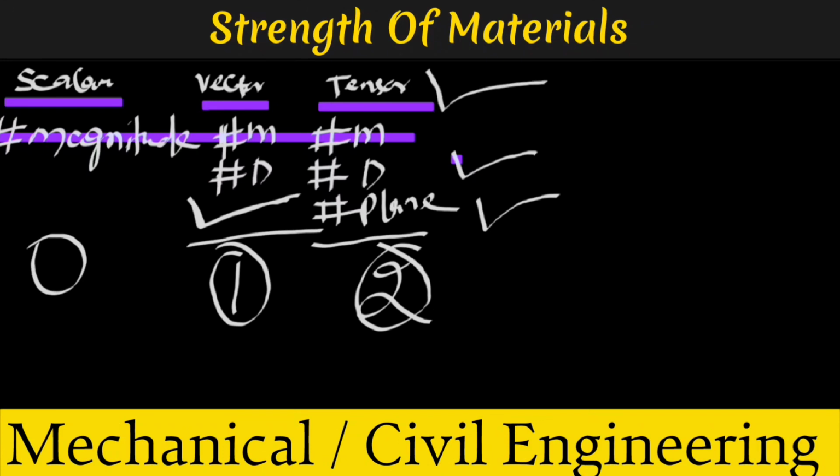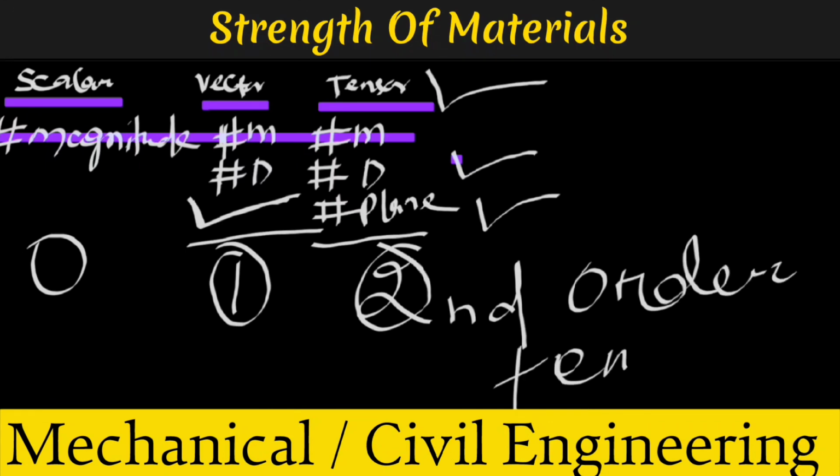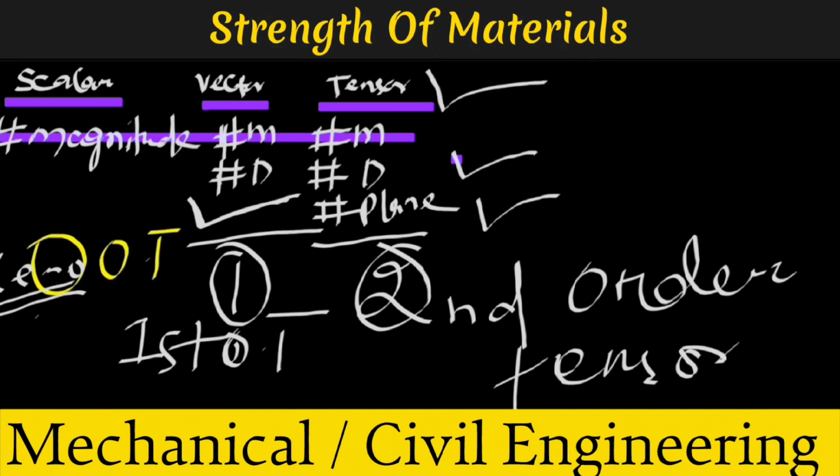You can see the tensor quantity has two things, the direction and the plane, so that's why it is known as the second order tensor. Similarly, the vector has one thing, the direction, so this is the first order tensor. Okay, and scalar has the zero order tensor. So that is all about the quantities.